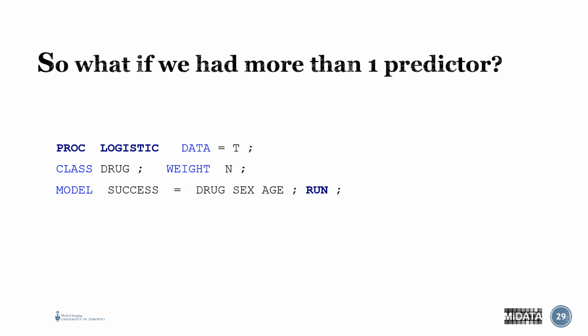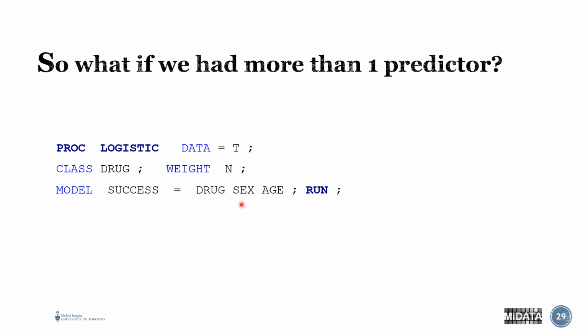So what if we had more than one predictor? This is the reason we use PROC LOGISTIC. If we did, we can simply add them to our model. So for instance, here I'm adding sex and age alongside drug. I didn't add sex to the class statement because I've chosen to use 0, 1 as sex. If I had coded it as male-female, then I would have to add sex to the class statement.